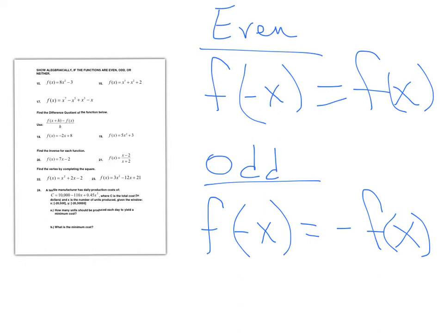So use those two rules. Go ahead and just use negative 1 and 1. Plug both of those into each of the functions in 15 to 17 and see, is it even, is it odd? And if it doesn't fit either of these conditions, then it's neither.